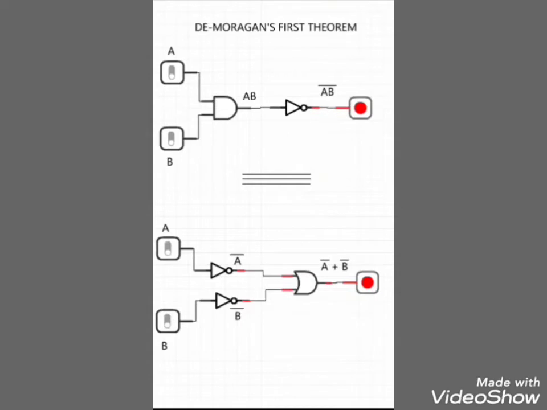Now we will see the second condition. When one input is high, the output is also 1, that is high. In the second diagram also, when one input is high, the output remains the same, that is high. When both inputs are high, the output will be low, that is 0. In the second diagram also, when both inputs are high, the output will be 0. That means we are satisfying all 4 conditions in De Morgan's first theorem.